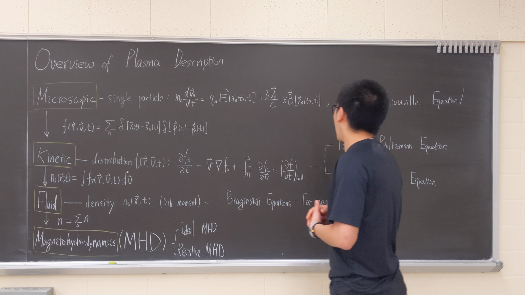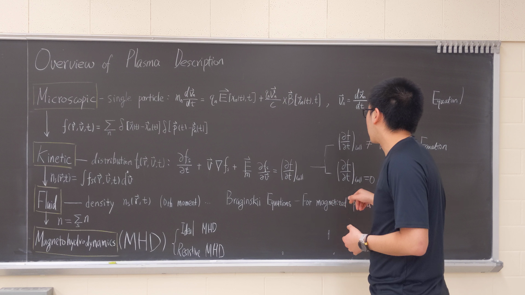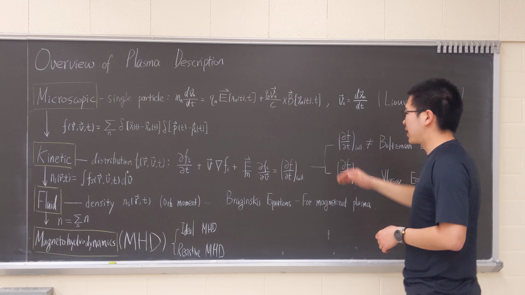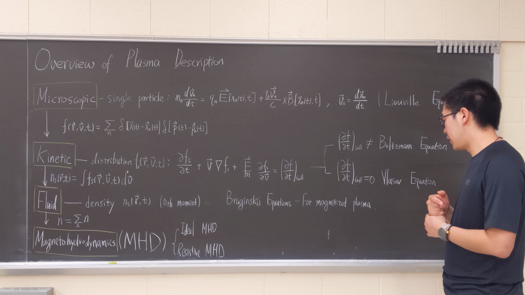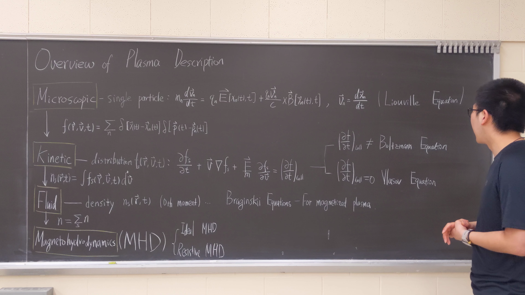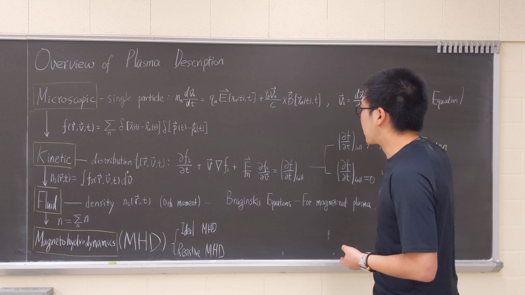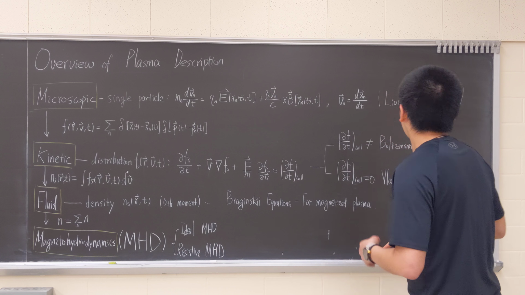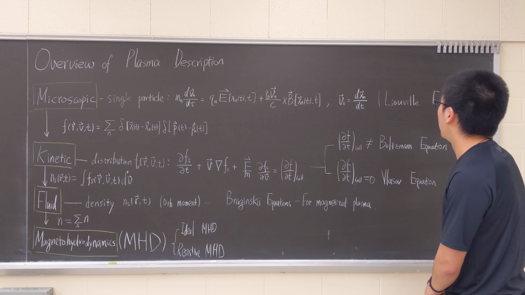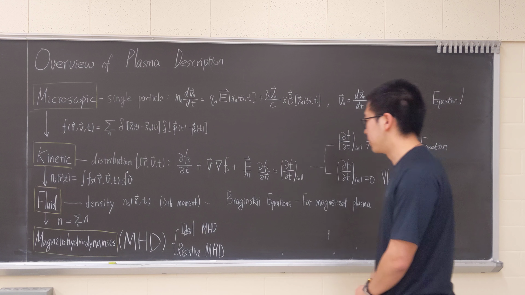qE plus q over c v cross B, and of course the velocity is defined by dx/dt. Sorry, and this is the original theory, based on the Liouville equation.